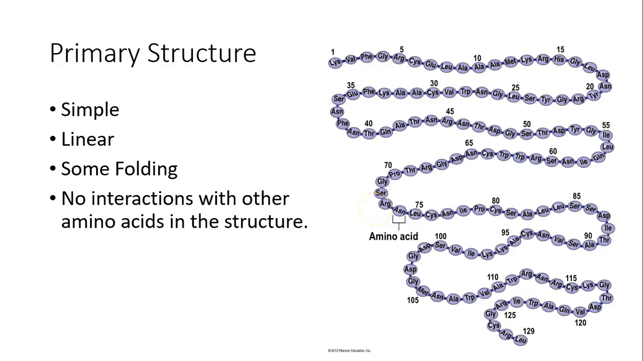In the primary structure, it's linear, all right, and it's simple. There's some folding, as you can see here. Here you have amino acid number 1, as we spoke about orientation or direction of the polypeptide chain, and here we have amino acid 129. Notice that none of these amino acids interact with each other. There's no interaction between the amino acids. So that's why it's nice and simple. It's linear with some folding.